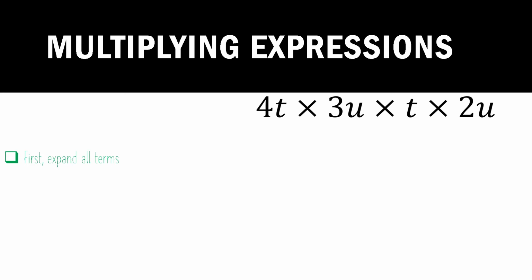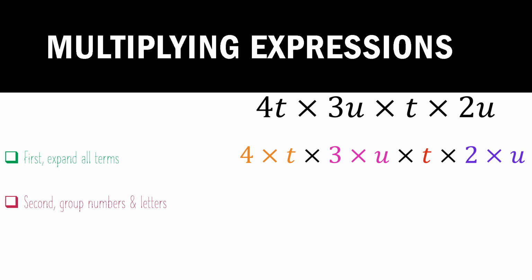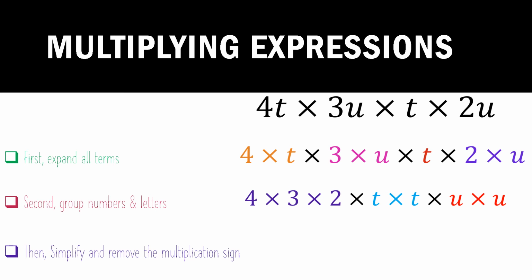We first expand all the terms. So 4 times t times 3 times u times t times 2 times u. Then we group our letters and our numbers together. So we're going to group our 4 times 3 times 2 together, t times t together, and u times u together. Remember, we're going to simplify and remove the multiplication sign. So 3 times 4 times 2 is going to give me 24. T times t is going to give me t raised to the second power. And u times u will give me u squared.